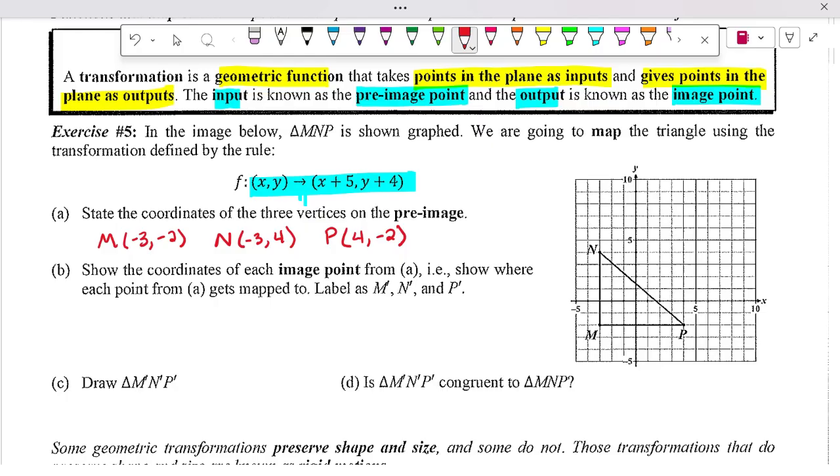Take a minute, find the new points, and graph them. Plug those points into the rule and graph them.